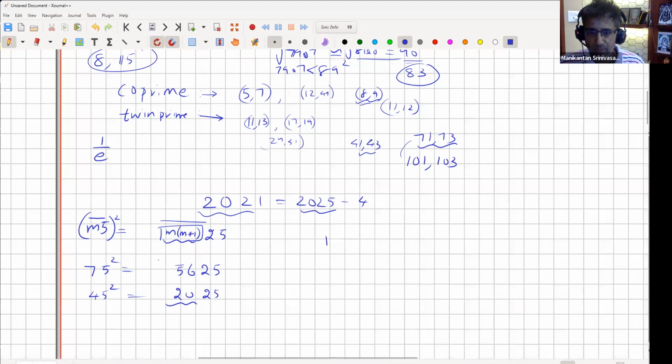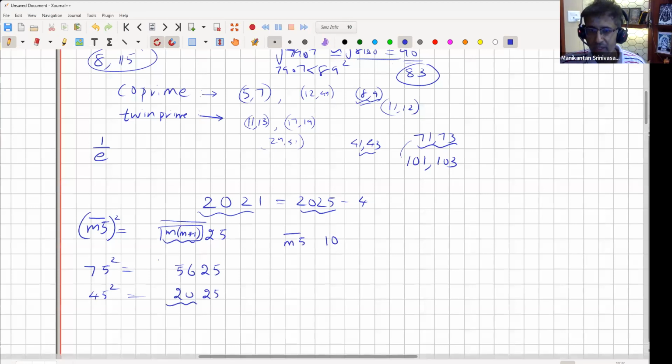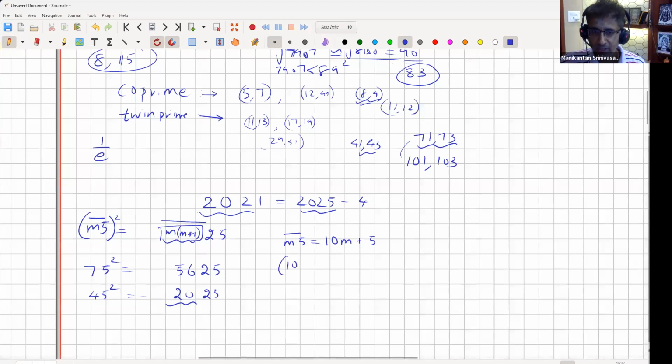Why is that? We can easily prove it. What does M5 mean? If you put a bar on top of it, it means the number M5. So this is 10M plus 5. Now if you square 10M plus 5, what do I get?